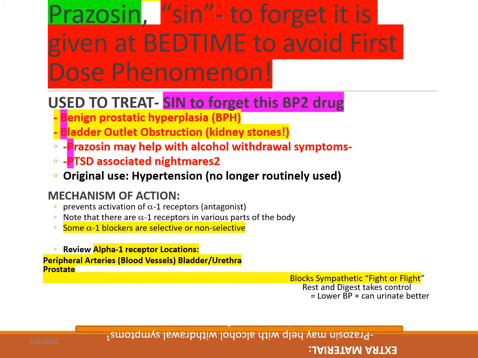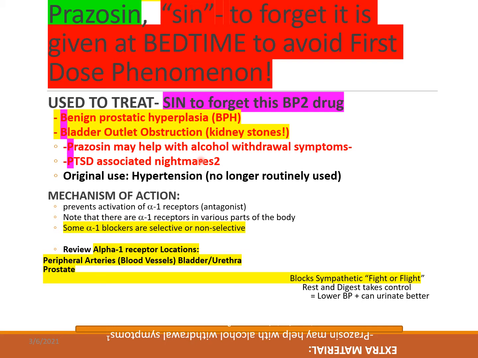All right. What are the uses? It is a sin to forget this BP2 drug. BP2 is a mnemonic. All the pink highlighted words are mnemonics. BP2 is benign prostatic hyperplasia, bladder outlet obstruction, prazosin, PTSD associated nightmares.